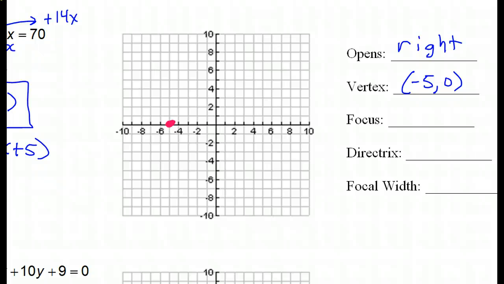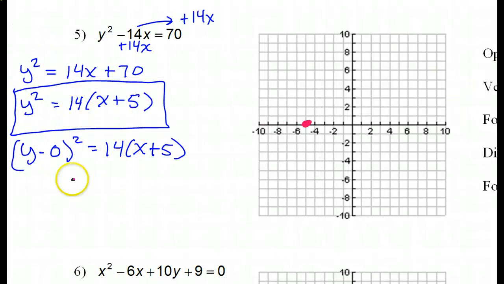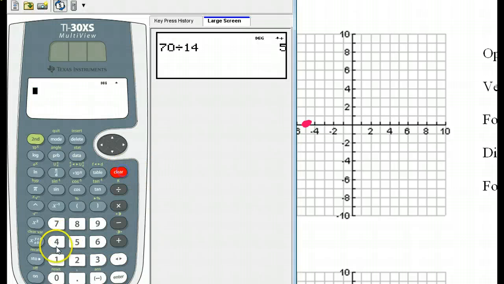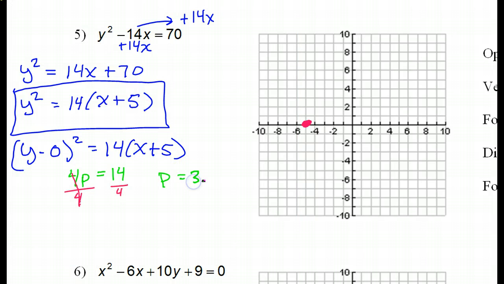All right, the next thing we need is the focus. For that we need the p-value, meaning we know that 4p is going to equal this 14 right here, right? Interesting. So to get the p-value, I need to divide by that 4, y'all. But 4 does not go into 14 evenly, but we don't care, all right? We're not scared. 14 divided by 4. That's 3.5. All right, that is our p-value.